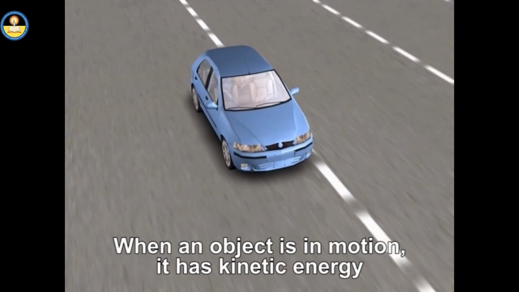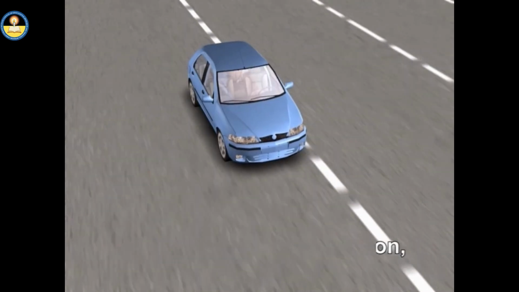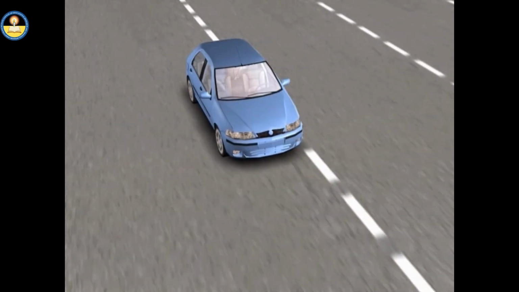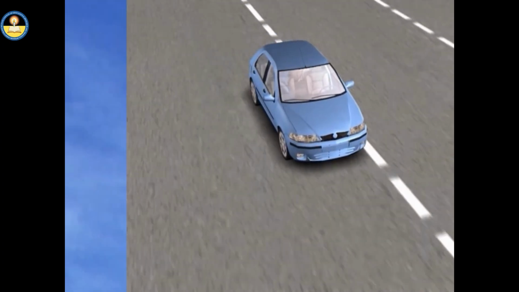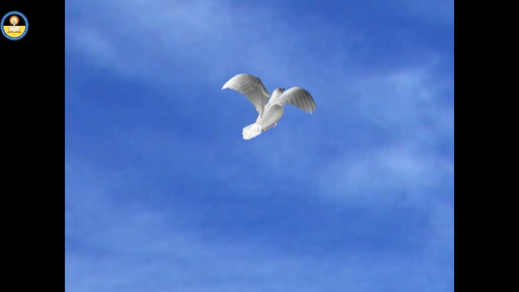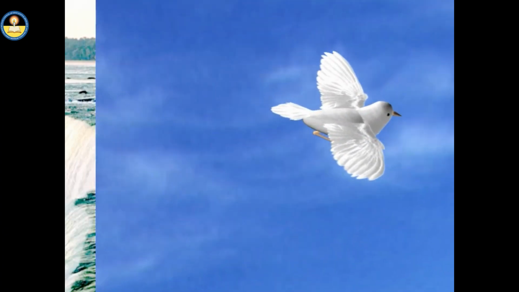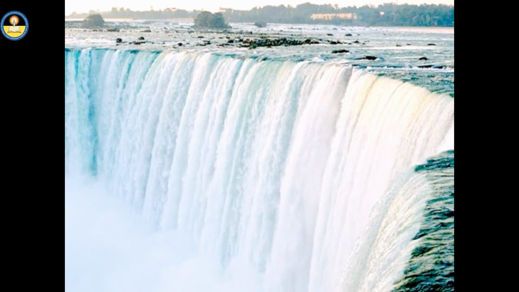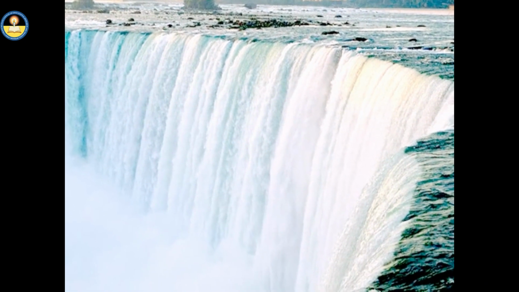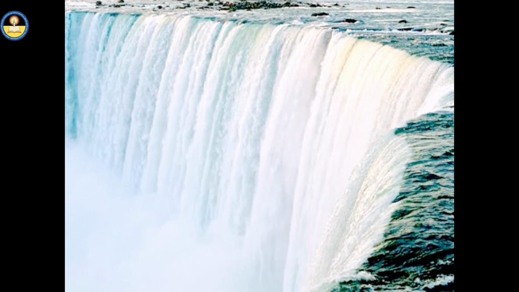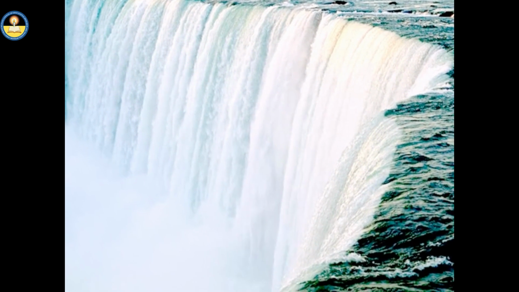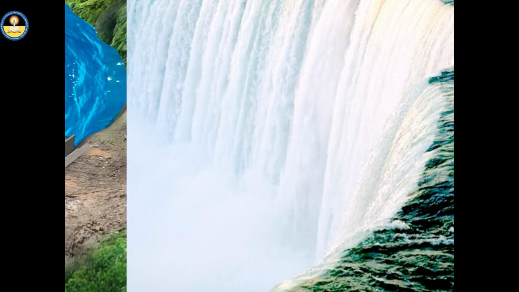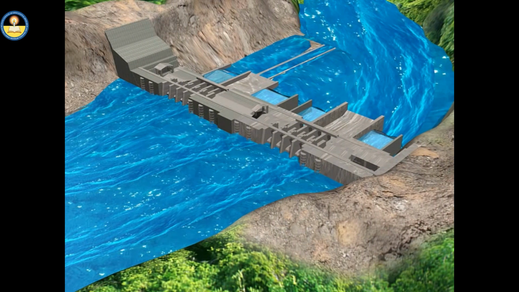It has kinetic energy, which is also known as energy of motion. For example, a moving car or a flying bird. When an object is at some position, it has potential energy, which is also known as energy of position. For example, water at the top of a waterfall or stored water in a dam.